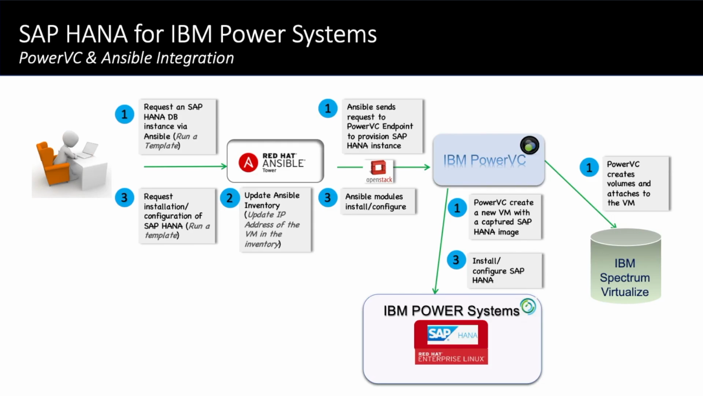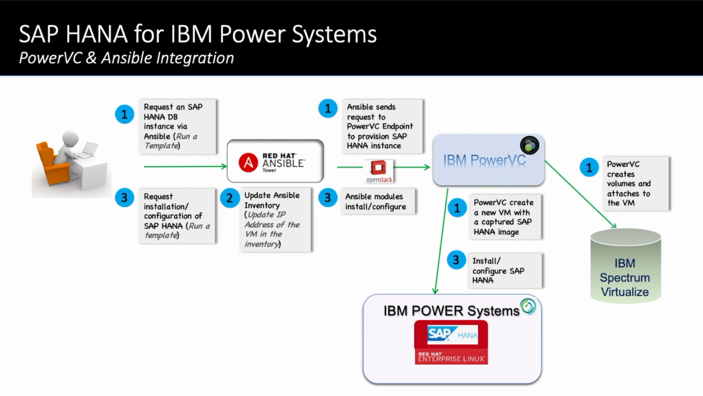First, I'm going to request an SAP HANA database instance via Ansible by running a template, which will then send a request via OpenStack to IBM PowerVC. At that point, the PowerVC server is going to request a new VM to be deployed via the captured SAP HANA image and create volumes and attach them to the VM.